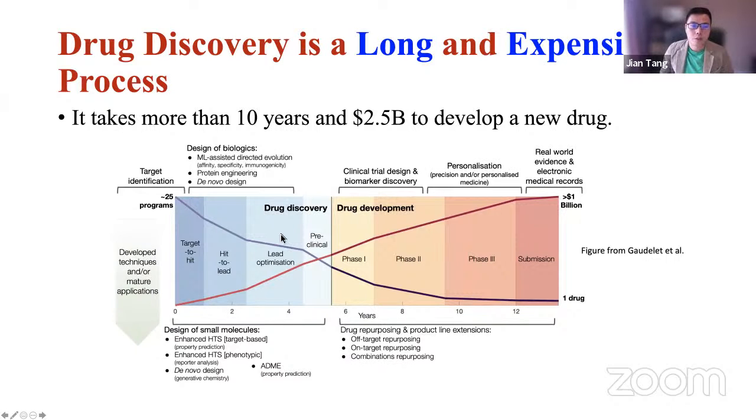And for us, we mainly focus on the first stage, using machine learning methods to discover new drug candidates in a more efficient and more effective way. Okay, so that's our goal.